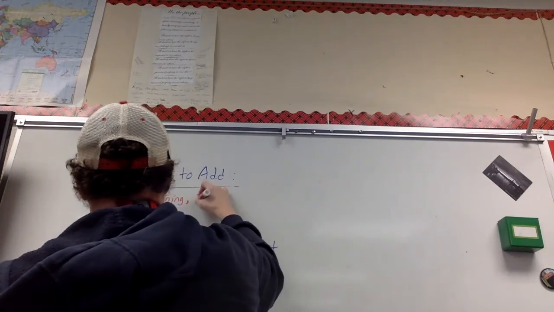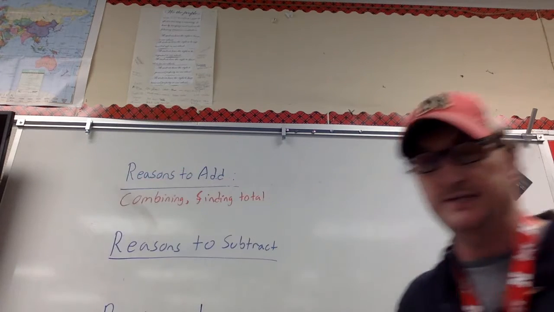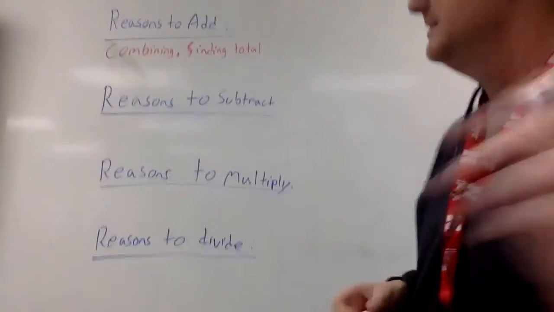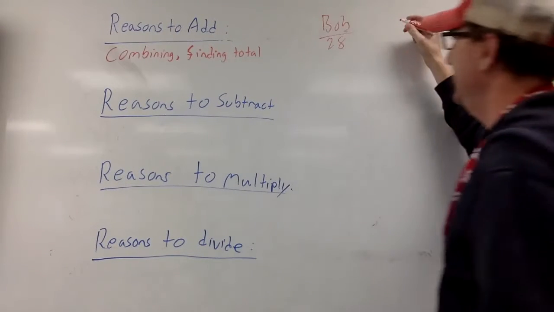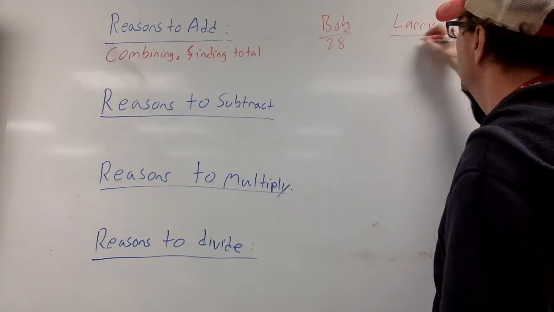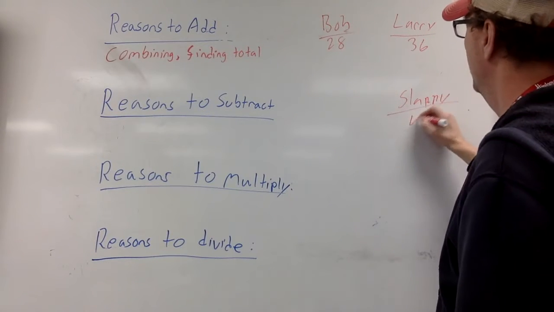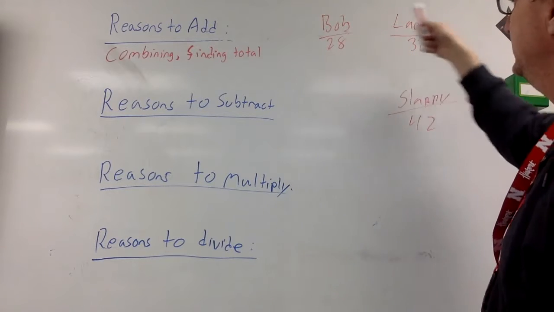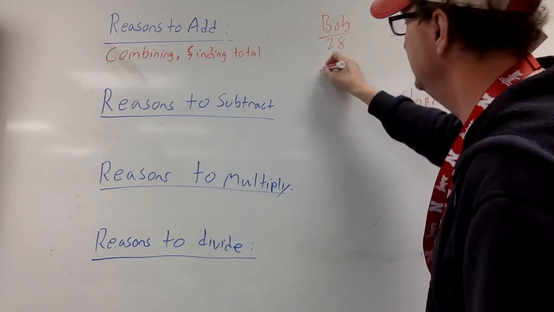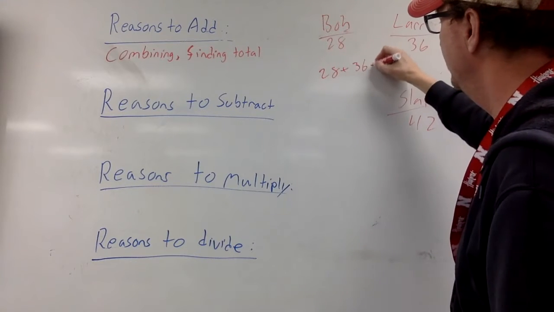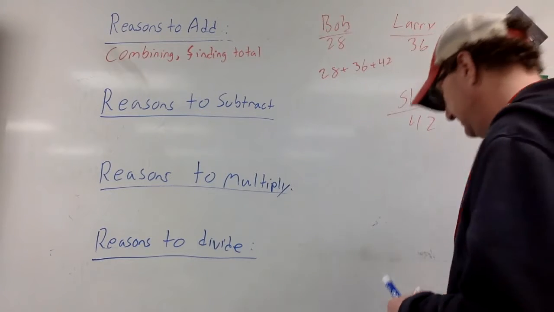And then also for adding or to find a total, that's another reason to add. Like let's say Bob has 28 of something, Larry has 36 of something, and Slappy has 42 of something. Like let's say they each have 28 cookies, 36 cookies, 42 cookies. And you want to know what's the total number of cookies. Well, then that means you would add all of those together. Finding a total is a reason to add, all right?